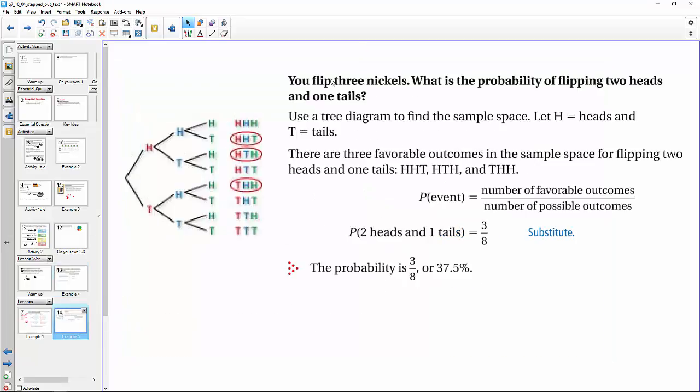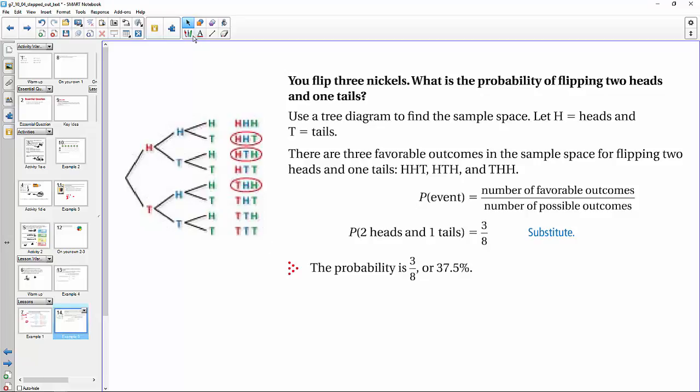For example 5, it says you flip 3 different nickels. Okay, what's the probability of flipping 2 heads and 1 tails? Well, I first of all can make a tree diagram here. So I have my heads and tails. So this is my first flip. And then I have my second flip. And then my third flip. And when I look at all my outcomes and I list them all out and I count, I have 3 that are heads, heads, tails, heads, tails, heads, tails, heads, heads. So that's the probability of getting 2 heads and 1 tails.